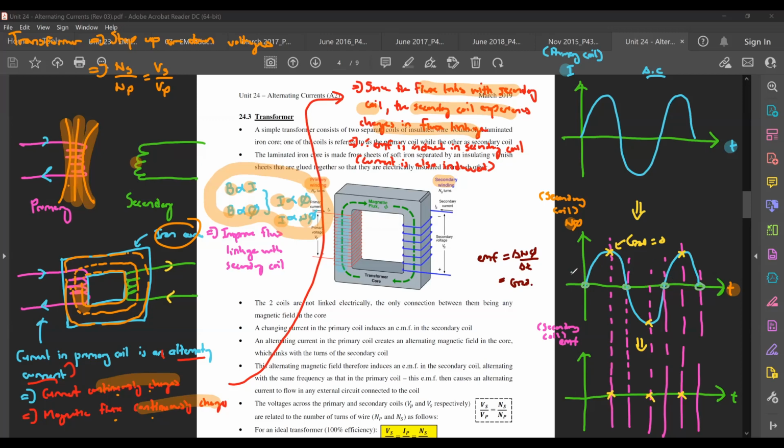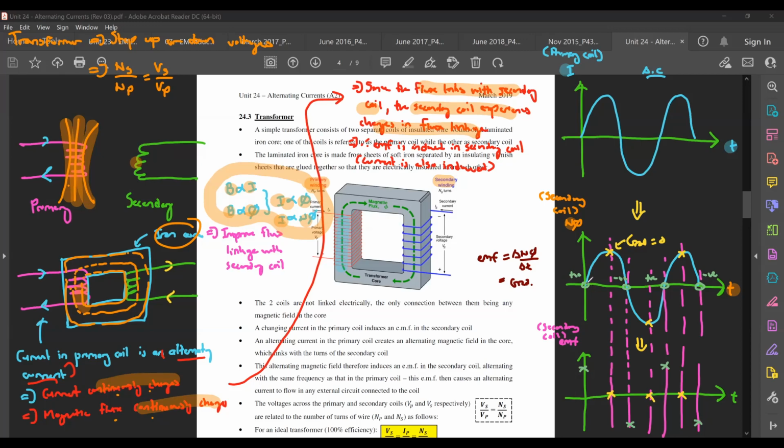This one is positive maximum gradient. This one is negative. This one is positive maximum gradient. This one is negative. So the positive maximum gradient will be here. The negative maximum gradient will be here. Positive again here. Negative maximum gradient will be here.